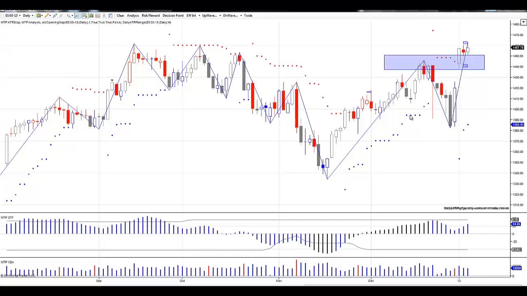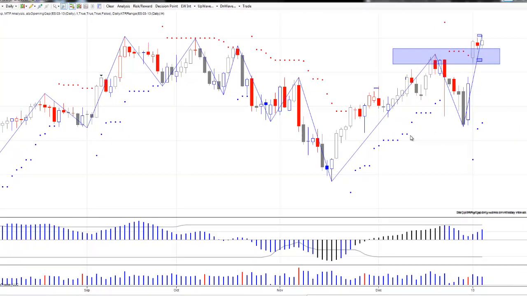This is the first MTPredictor Weekly Market update for the new year, January 6, 2013. And again, let's start with the S&P on the daily chart. I've got a little bit of ground to cover.